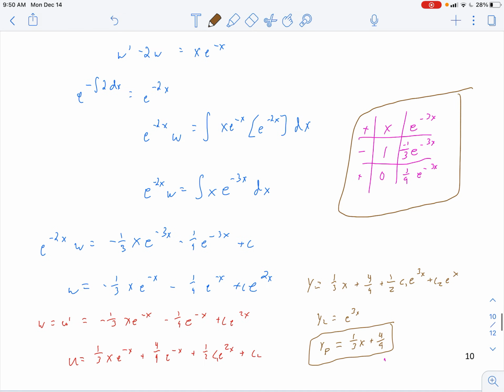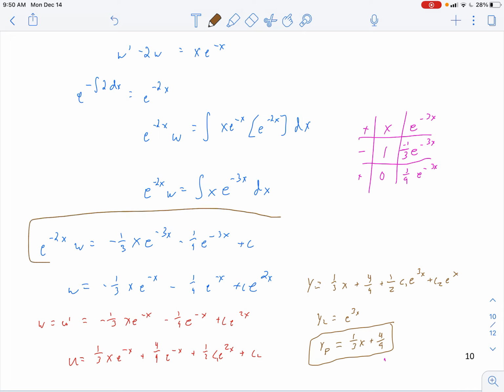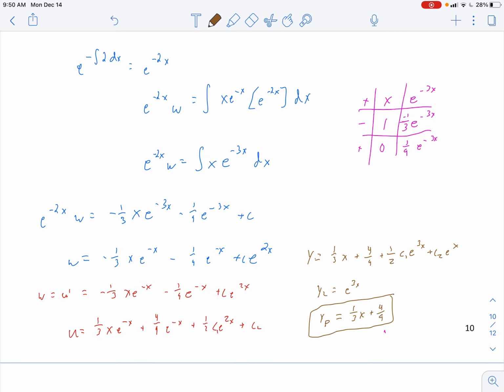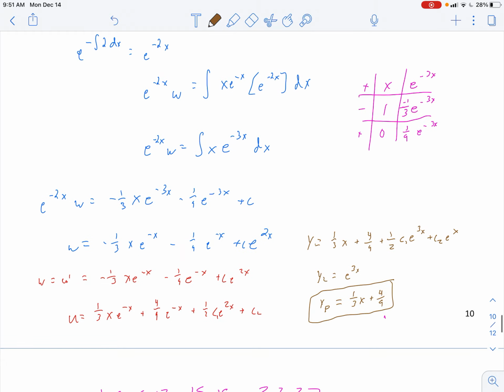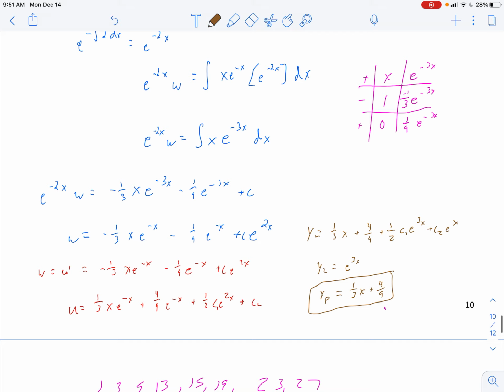On the left-hand side, we get e to the negative 2x w equals negative 1/3 x e to the negative 3x, and so on. Sorry, we integrated the right-hand side, and after we integrate, we get that on the right. Then we get rid of this e to the negative 2x, so we divide everything by e to the negative 2x, and we get w by itself.